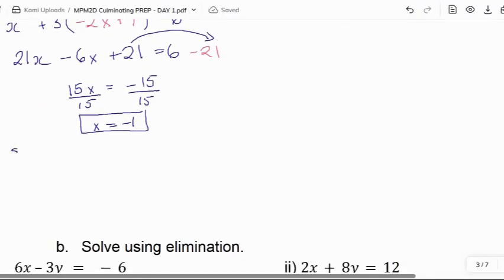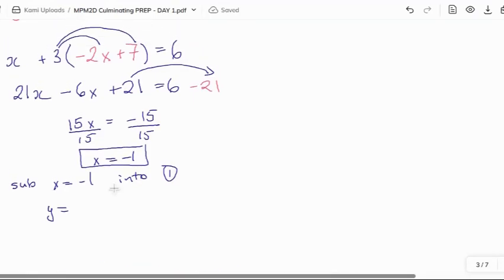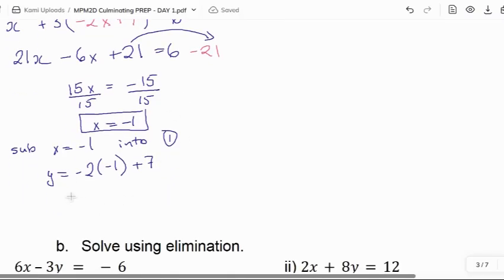So to get the Y, I'm going to sub X equals -1 into equation 1 because it's already lined up nicely. The Y is isolated, but you could have chosen equation 2 and it will work as well. So I've got -2 times -1 plus 7. Let's simplify. It's going to be 2 plus 7, Y equals 9.